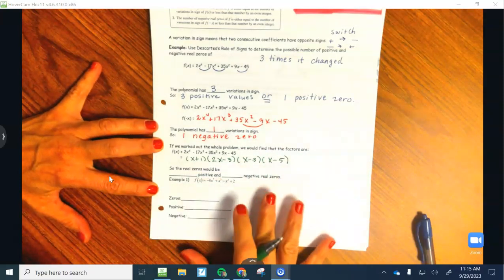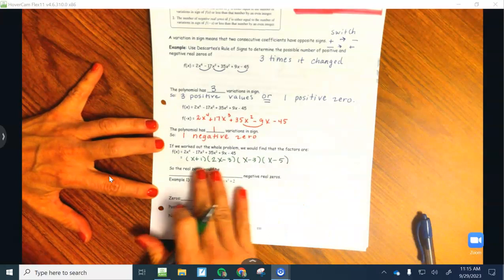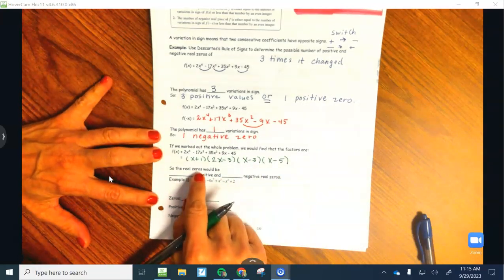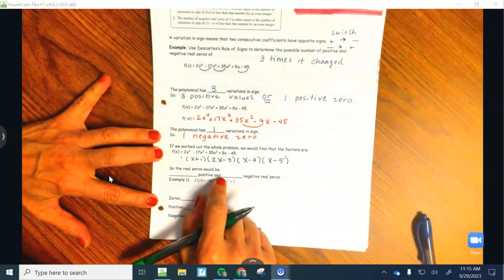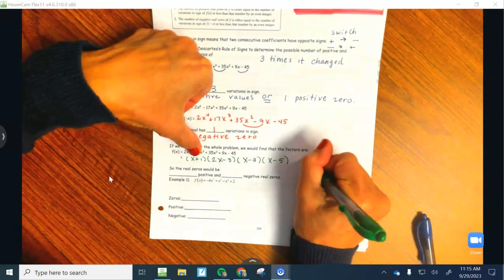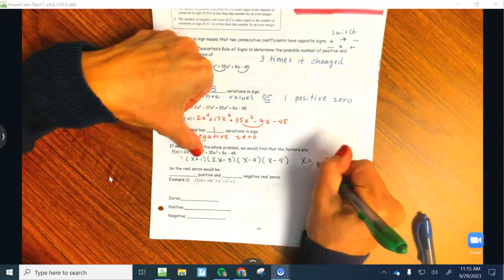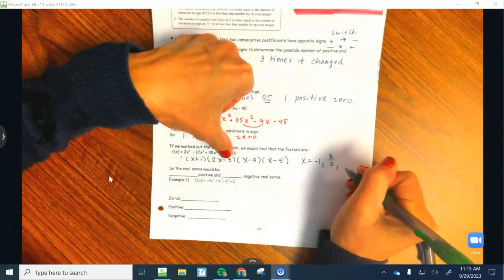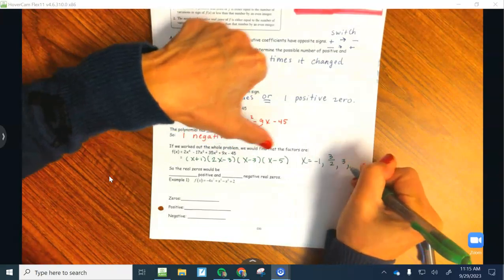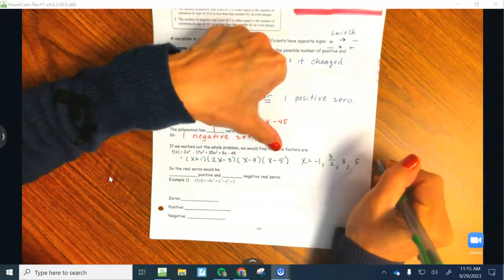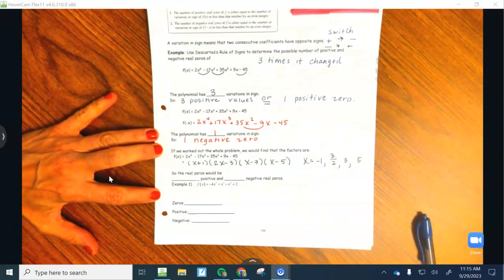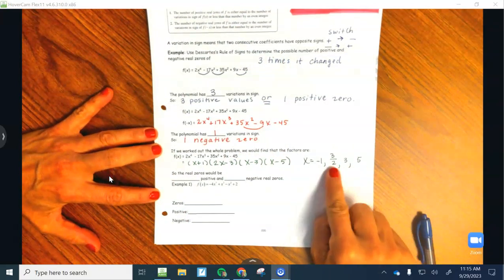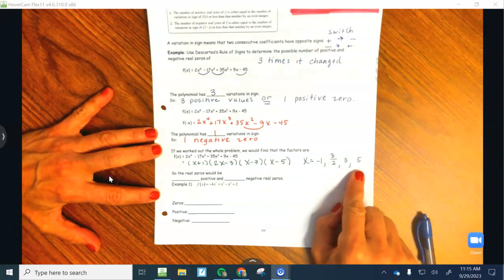All right. Let's analyze what the real zeros are going to be because I just gave you the factors for this polynomial. So the real zeros would be, let's go ahead and list these out. Our x values are going to be, remember, -1, positive 3 halves, positive 3, and a positive 5. Now look, how many positives do you have? Here's your positive answers. You have 3 of them.